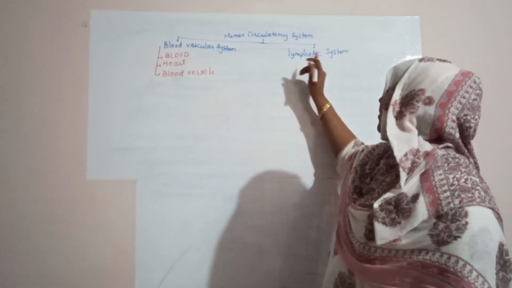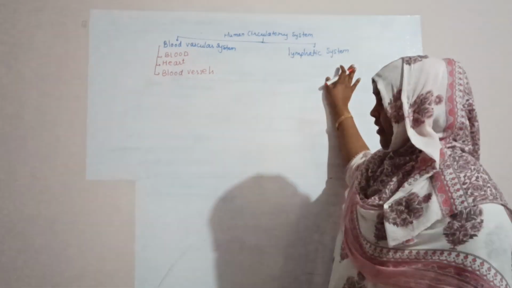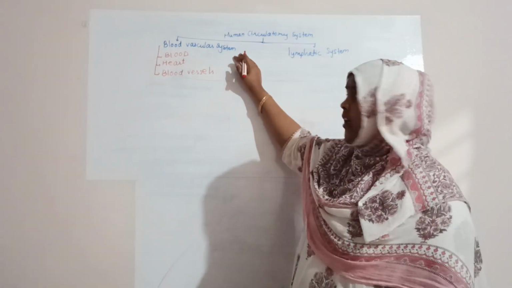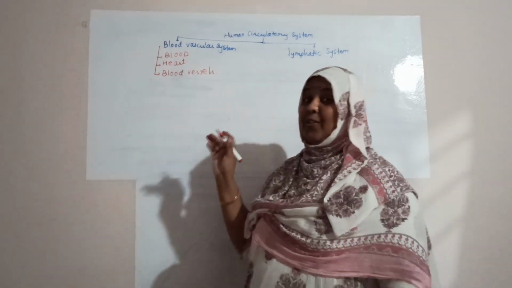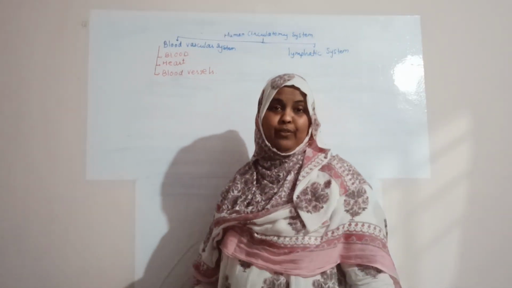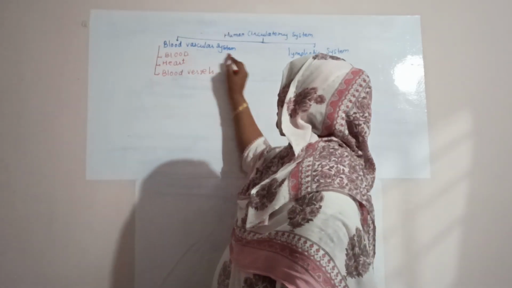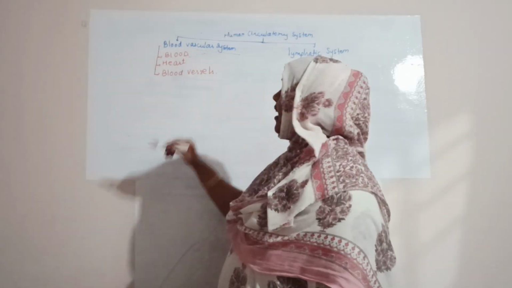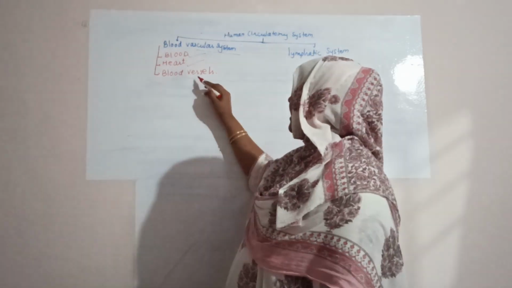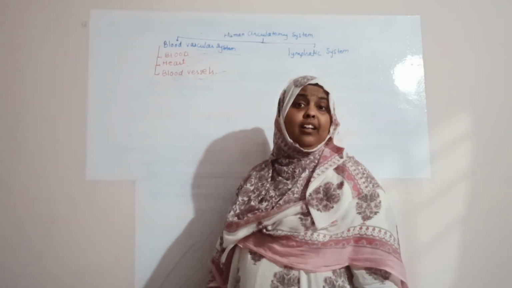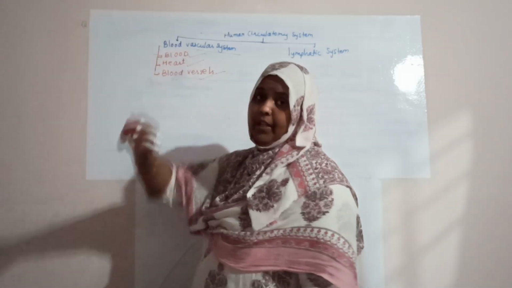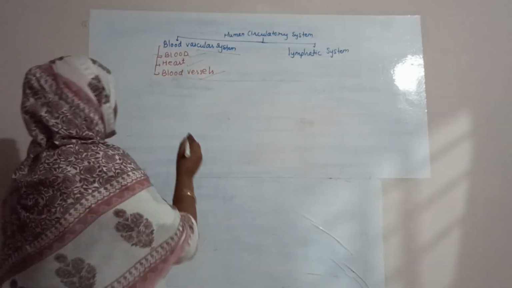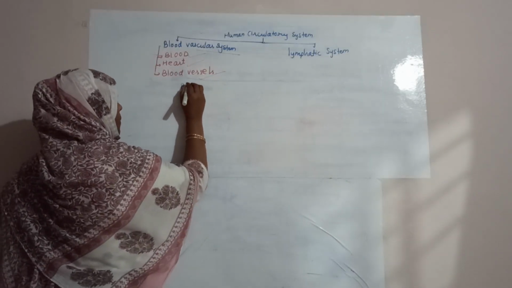Now later we study about the lymphatic system. First we study about the blood vascular system. And even this thing you studied in the foundation classes also, if you remember. So in the blood vascular system, the first one is blood, the second one is the heart, and the third one is the blood vessel. So first we study about the blood. Okay. First we study about which thing?